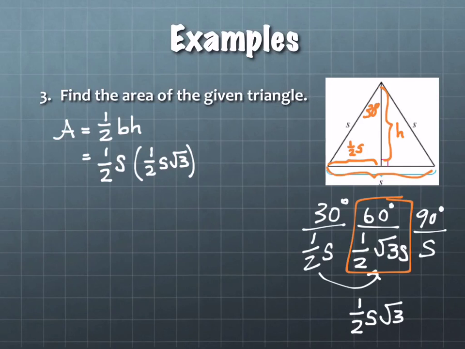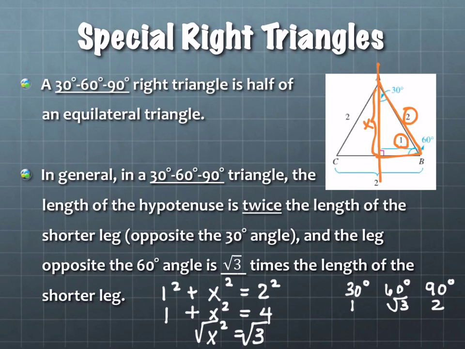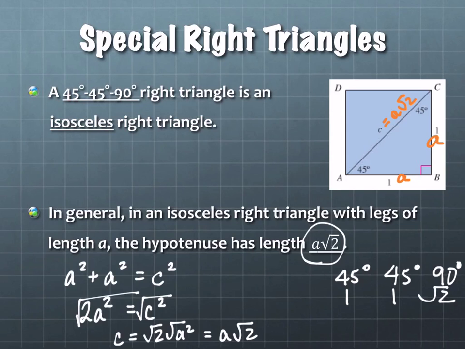Before I move on, we need to make sure, is everybody okay with that? Any questions on that? Is the radical 3 coming from the stuff that we just talked about earlier? Yes, the radical 3 comes from this relationship right here. Yeah, so radical 3 comes from 30-60-90s, and the radical 2 comes into play with 45-45-90s.